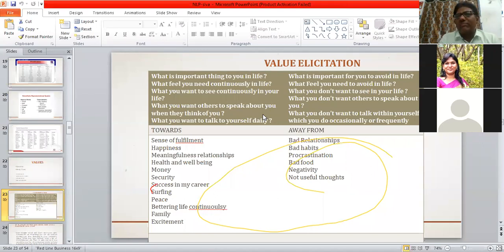So, team, thank you very much. Thank you, Geeta, because the time is going to be up. So this is how value elicitation is done. Actually, in our current NLP batch, we have been doing NLP values for the past three days, because values are very, very important.